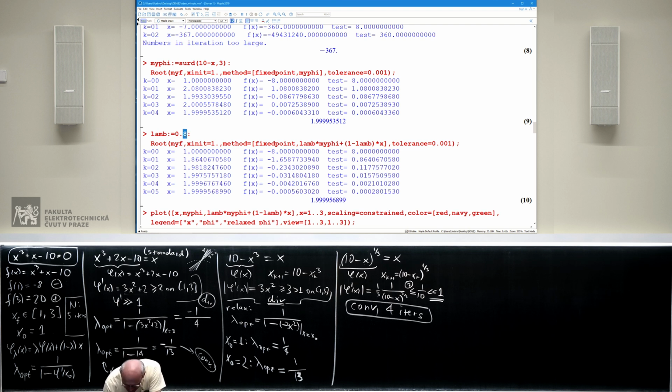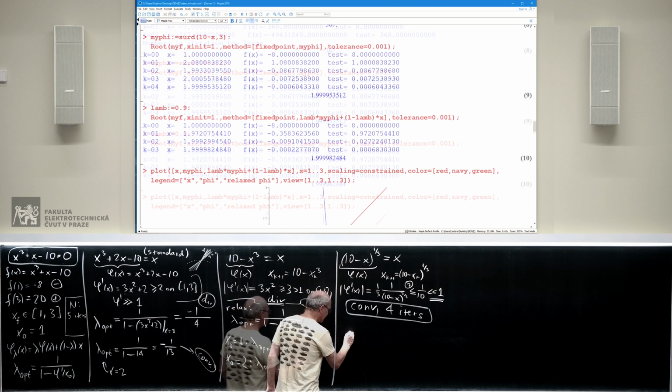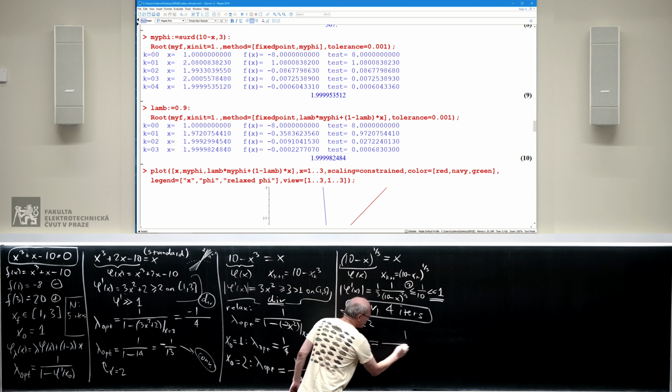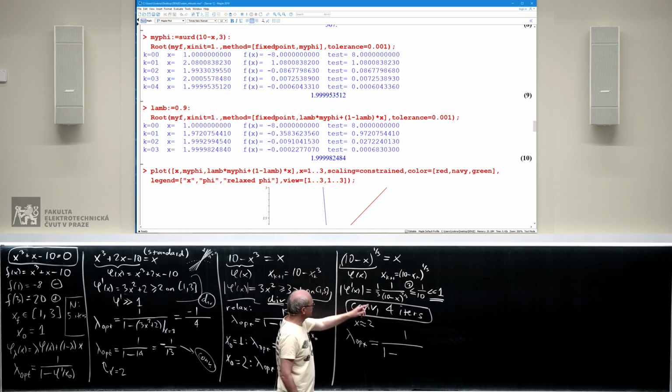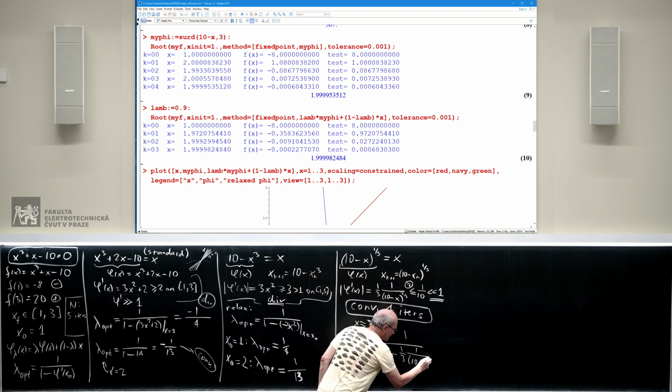It's already too much again. So it seems 0.9 is about the optimum. Lambda optimal, when x is near 2, should be about 1 over 1 minus the derivative. Now we have to put the derivative in here, and I want to substitute 2 into it. So it's 1/3, 1 over 10 minus 2 to the power 2/3.